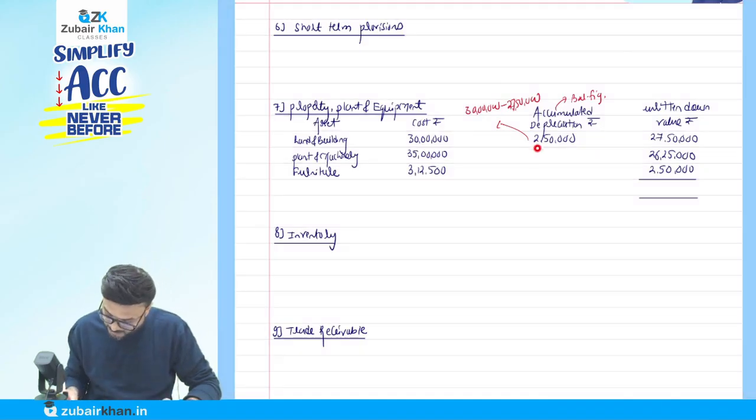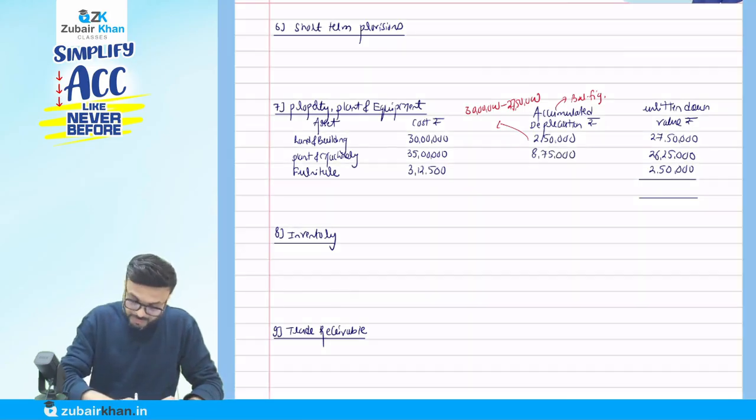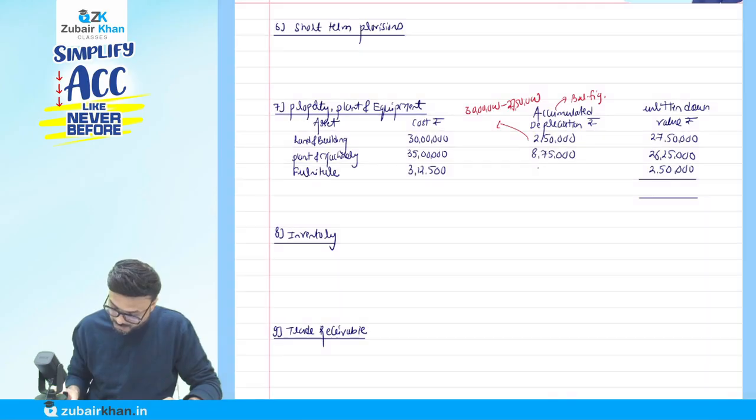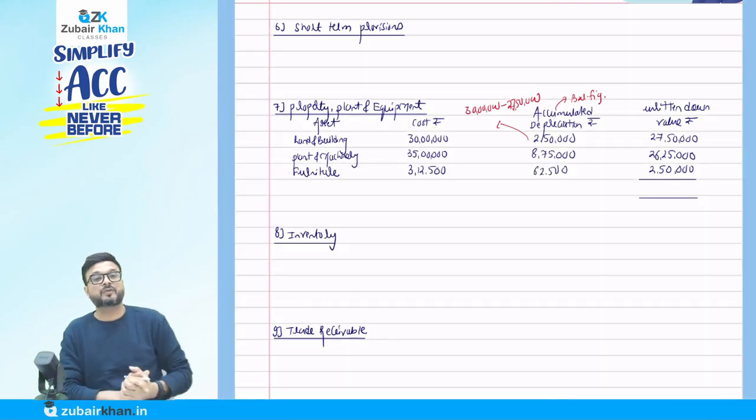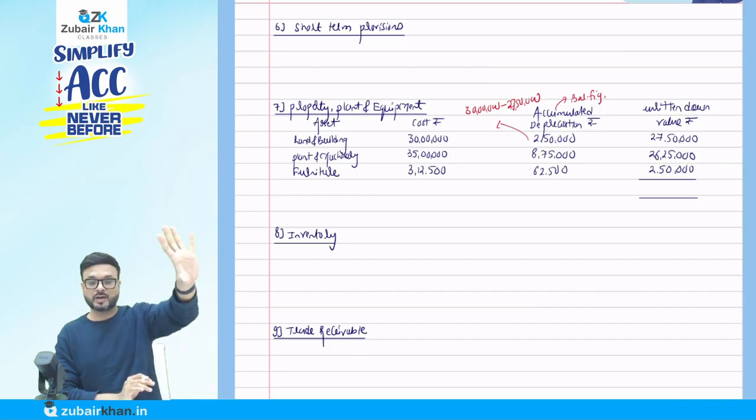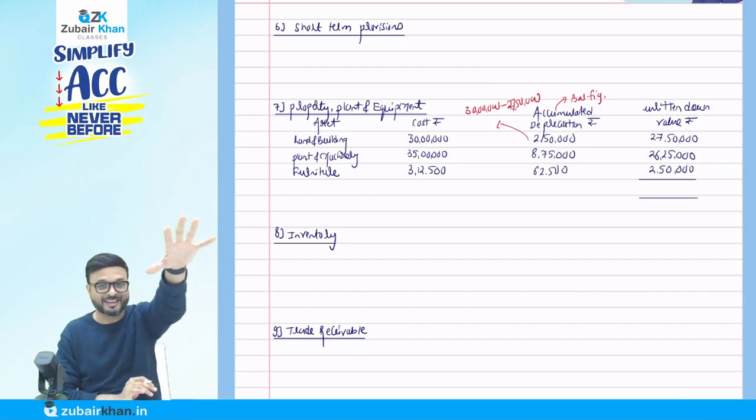That is coming 8 lakh 75,000. 3,12,500 minus 2,50,000, that is coming 62,500. This is just for the reference purpose. So the user of the financial statement will see, oh wow, this is the original cost, this is accumulated depreciation, and this is the written down value.